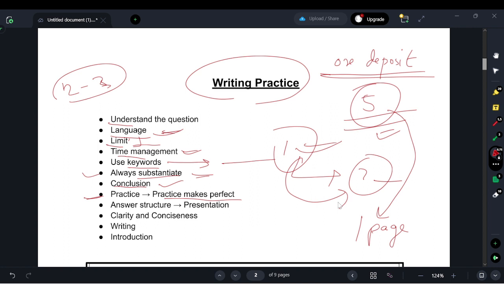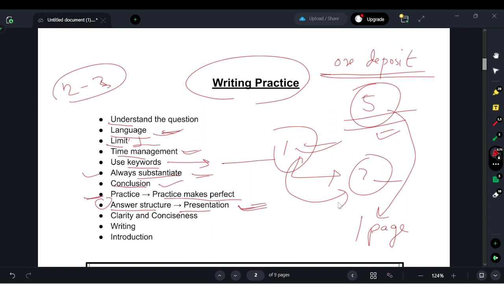You should have a structure for your answer, that is, a presentation of how you want to present your answer. This is different for everyone. No one follows the same rule, and there is no specific format for it. But you should have a structure in your mind already.